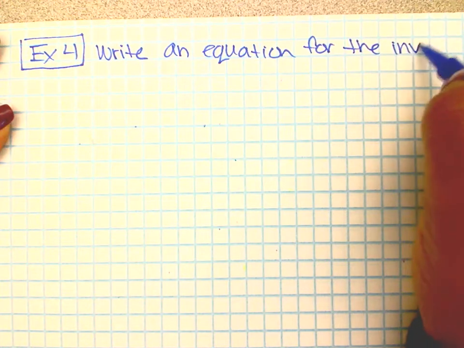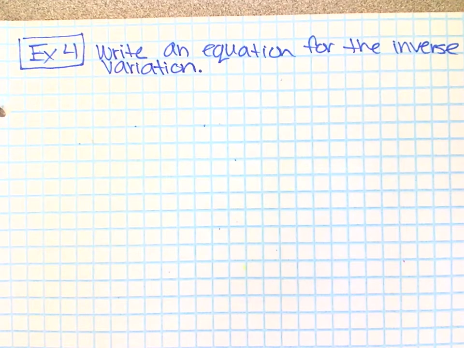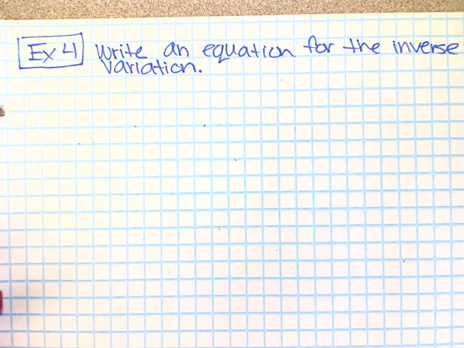This says to write an equation for the inverse variation. Please write those directions down. Now we're doing inverse. We're going to do 3 examples of inverse and we'll be done. So we're on example 4. We're going to have to get to example 6. Almost there. It's 2 sections in 1. We can do it.